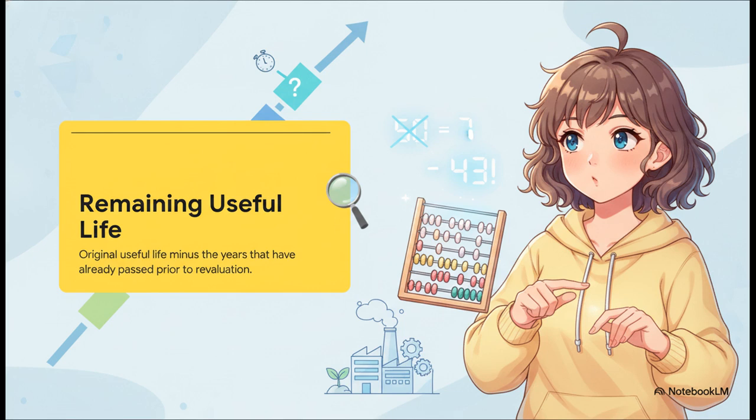Remaining useful life means the original useful life of the asset minus the years that have already passed prior to the revaluation. In our previous example, the original life was 50 years. We had already owned it and depreciated it for 7 years before we decided to revalue it. So 50 minus 7 leaves us with 43 years. You absolutely must use the 43.